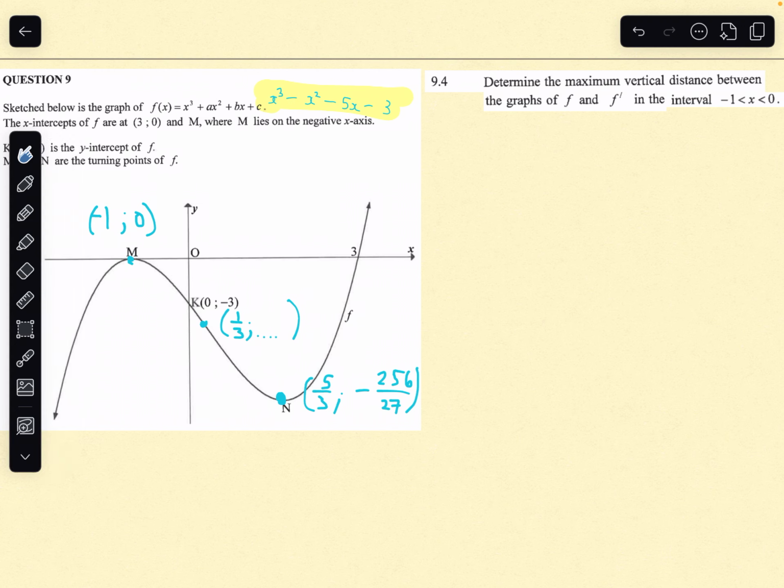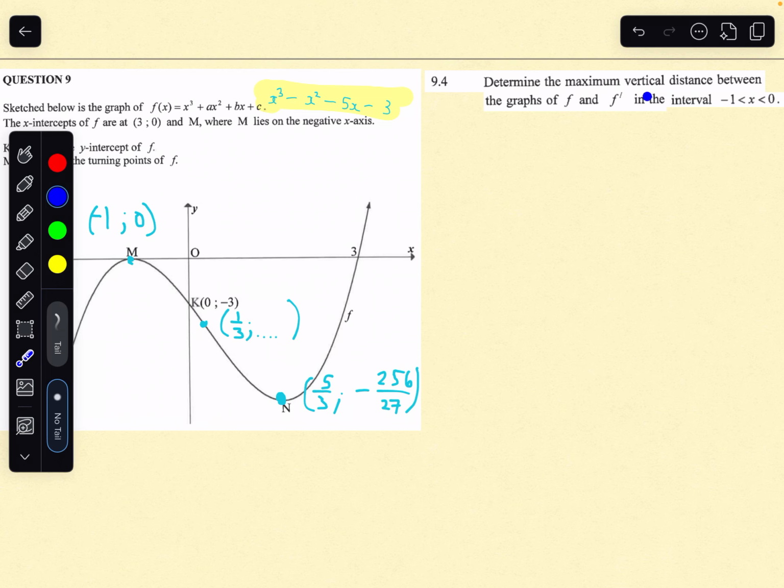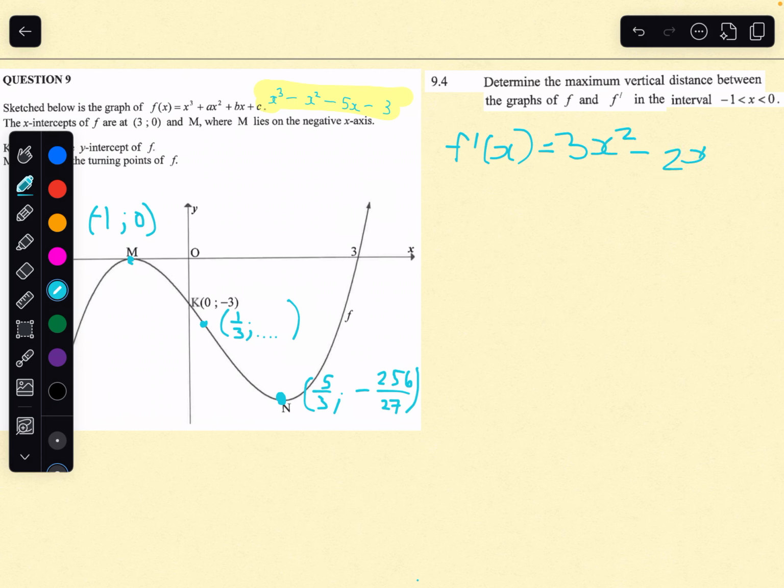Anyway, we'll see. Determine the maximum vertical distance between the graphs of f and f prime in the interval -1 to 0, from here to here. Okay, so let's sketch f prime real quick. Again, I have lost it. I'm not interested in finding it, so I'm just going to derive again. So this will be 3x squared minus 2x minus 5.